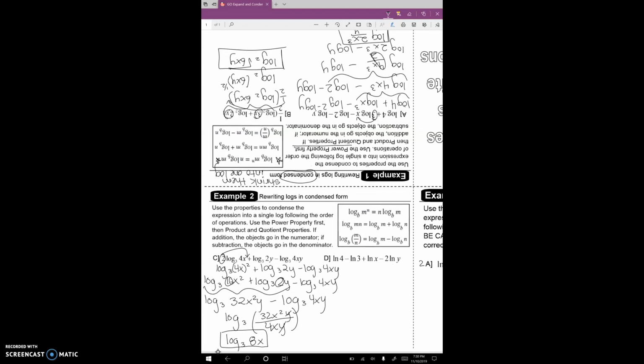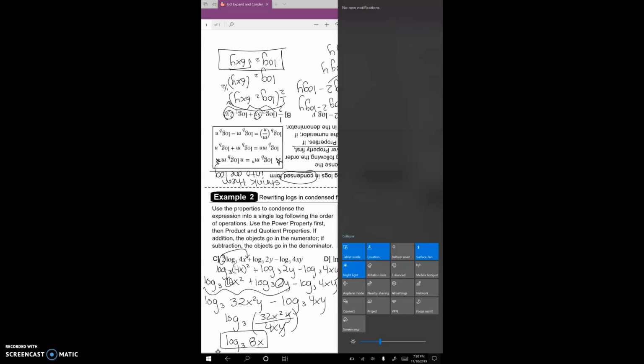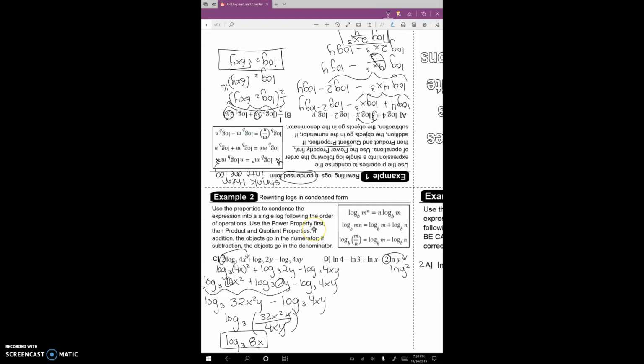D is different, even though it's using natural logs, same thing. You always want to do the power property first. So then I will have ln y squared. Let me bring everything else down using a different color though, so I don't get confused with the other example. I apologize that there's not a lot of space.